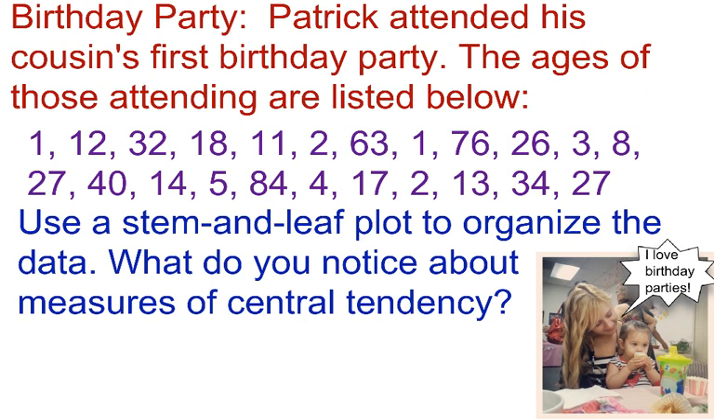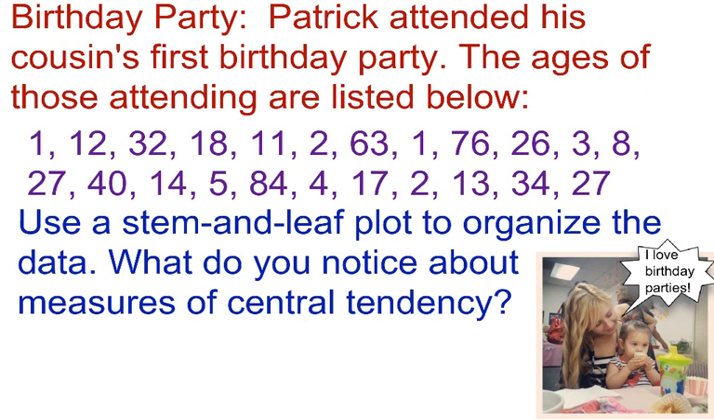Birthday party. Patrick attended his cousin's first birthday party. The ages of those attending are listed below: 1, 12, 32, 18, 11, 63, 1, 76, 26, 3, 8, 27, 40, 14, 5, 84, 4, 17, 2, 13, 34, and 27. Hopefully you had enough time to copy those down while I was saying them. Use a stem and leaf plot to organize the data. What do you notice about the measures of central tendency?